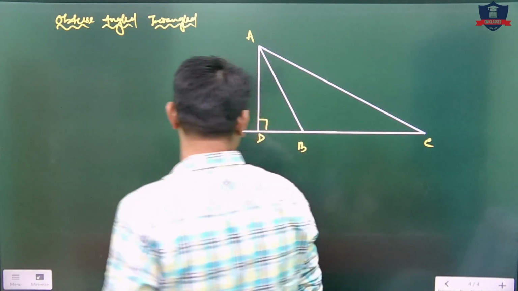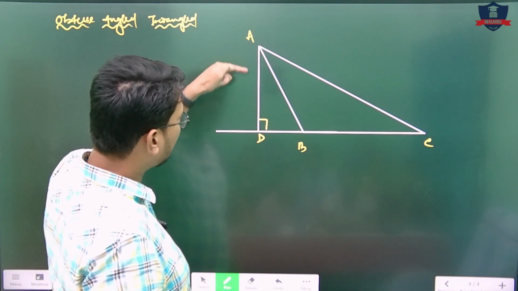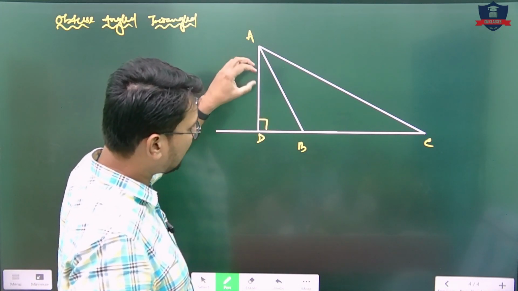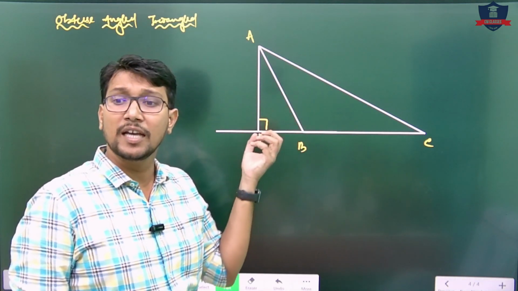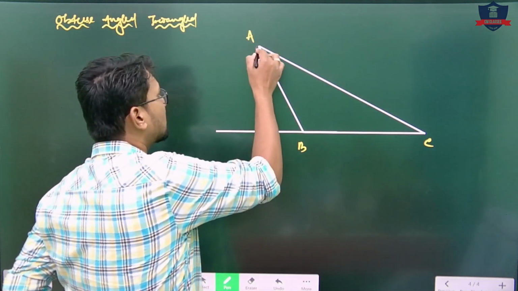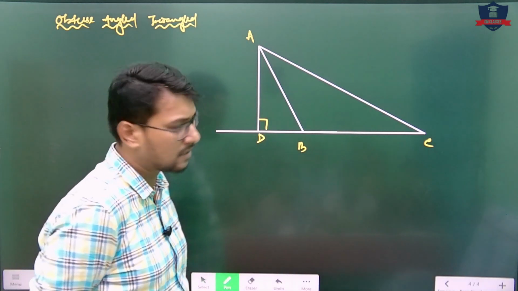Now tell me, everyone, AD is what for triangle ABC? AD is the height for triangle ABC. Why? Because AD is perpendicular to BC. Got it? Okay.